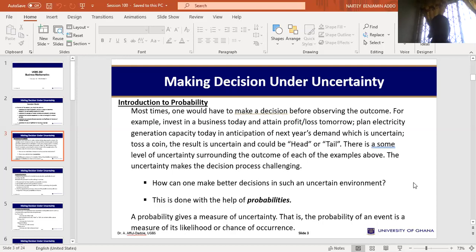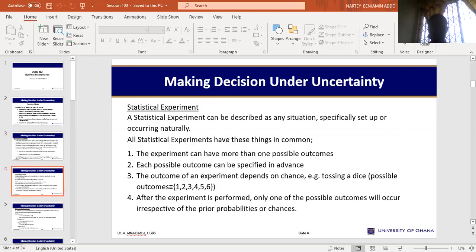Now, the uncertainty makes the decision process challenging. So how can one make better decisions in such an uncertain environment, you see? This is done with the help of probabilities. So a probability gives a measure of uncertainty. That is, the probability of an event is a measure of its likelihood or chance of occurrence. Okay.